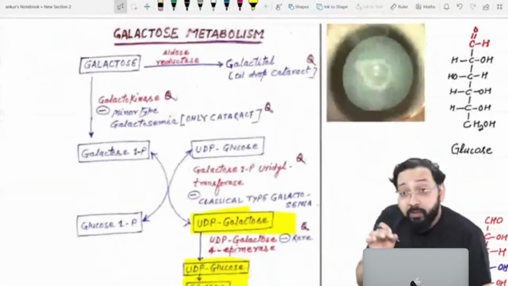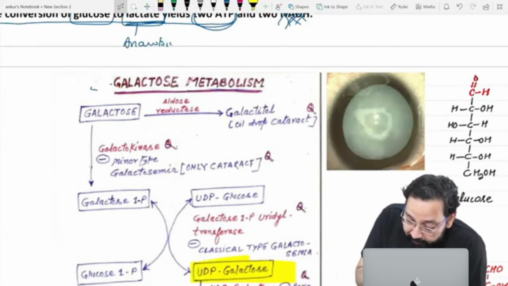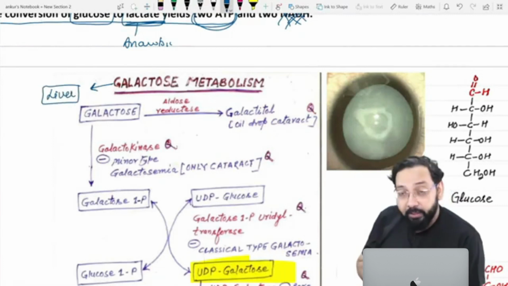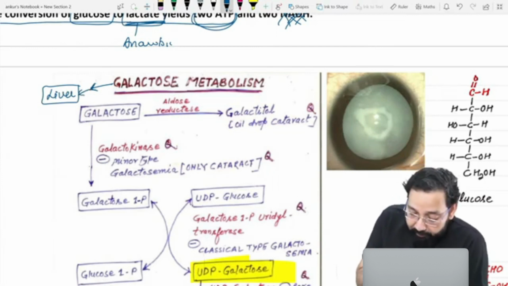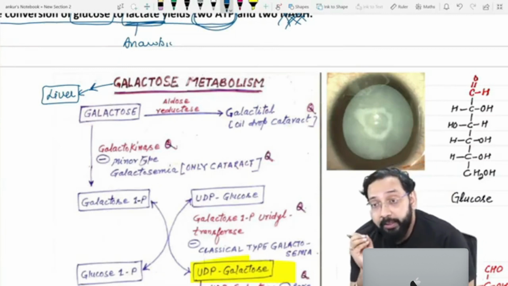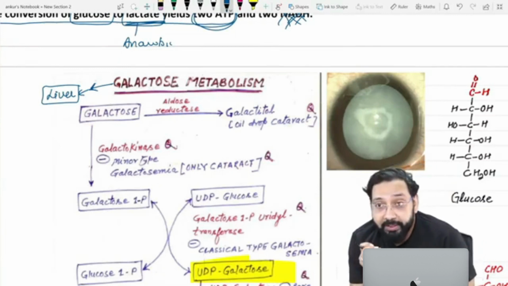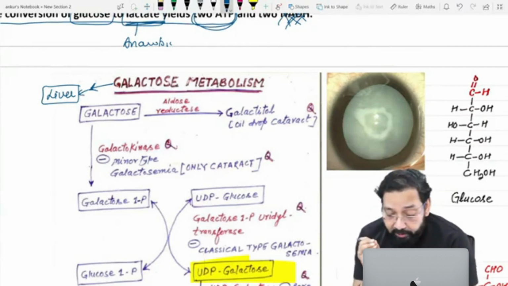Galactose is exclusively metabolized in the liver. So galactose metabolism can be used to assess liver function.